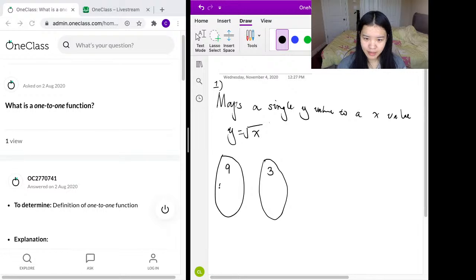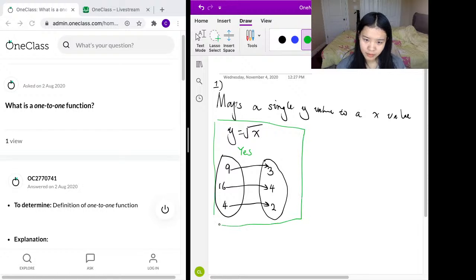And then let's look at 16. If y is 16, what is x? It's just 4, right? And if y is 4, what is x? It's 2. So here we can see for each y value, we're mapped to a single x value. So is this a one-to-one function? The answer is yes. This is a one-to-one function.